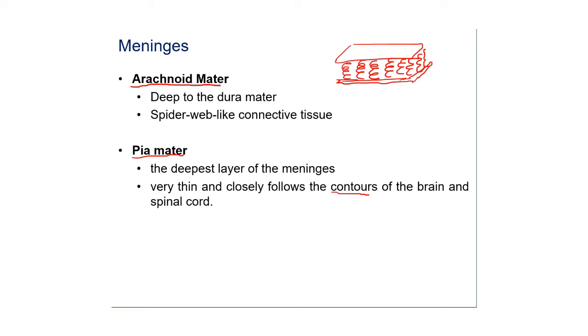The best thing that I could think of to help you understand this is if you buy frozen meat or something at the supermarket, sometimes they are vacuum sealed, right? The shrink wrap that goes on top of the meat follows the contours of the meat. So that shrink wrap is kind of like the pia mater. It's completely stuck to the brain and the spinal cord, and it follows all the grooves and the bumps in the brain and the spinal cord.